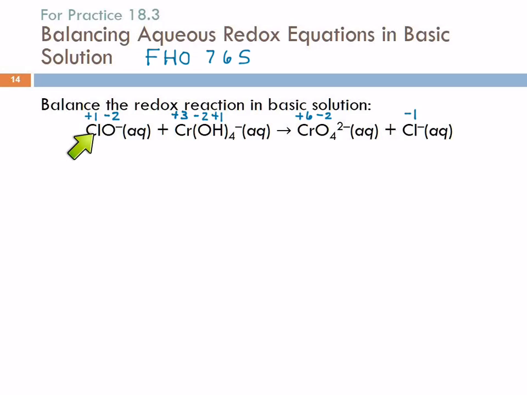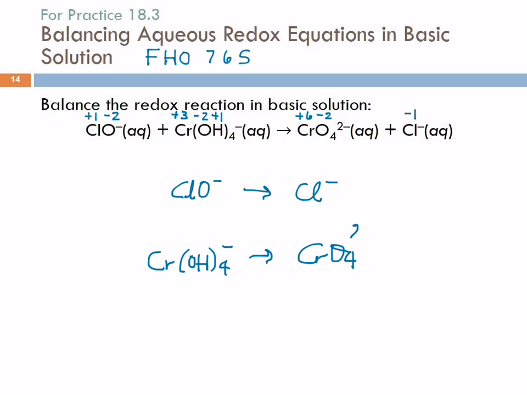So we've got chlorine going from +1 to -1, so that's reduction. And we've got chromium going from +3 to +6, that's our oxidation. So ClO- going to Cl-. And then we've got Cr(OH)4- going to CrO4 2-. What a mess. Start that one again.